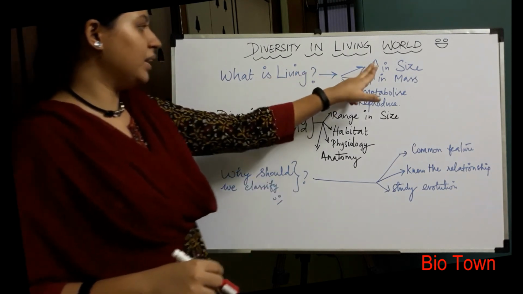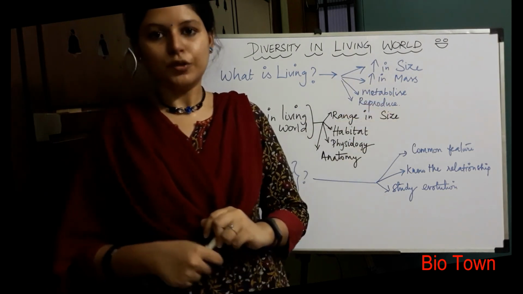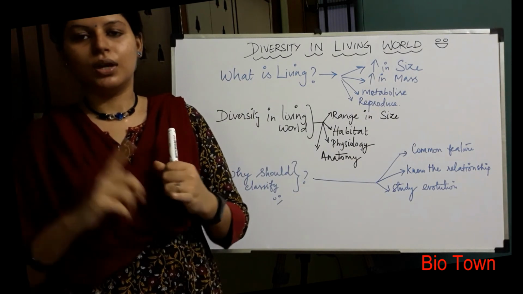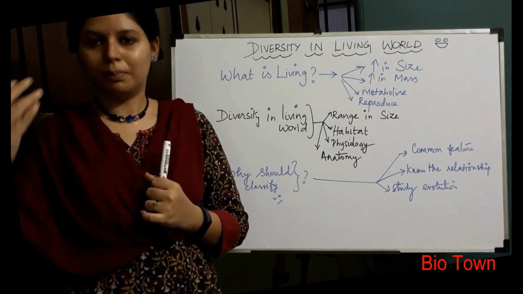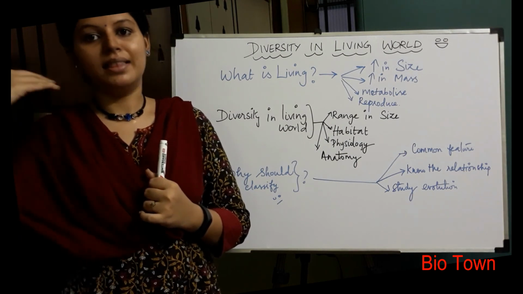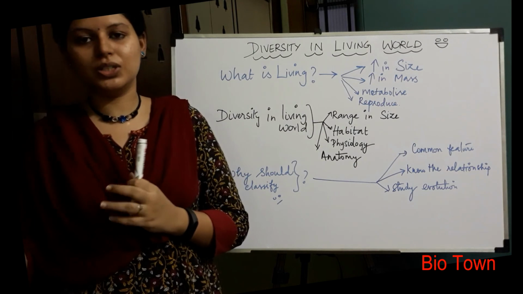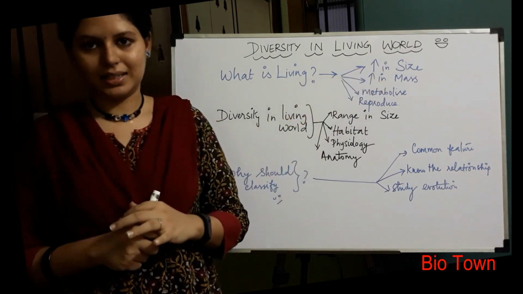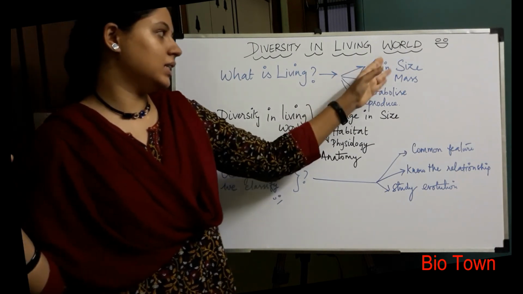First we have increase in size, increase in mass, metabolize and reproduce. We'll take plants as an example. A seedling grows into a plantlet, and then into a very big tree. It yields flowers, from which come fruits. So first is increase in size. We humans also increase in size, right?